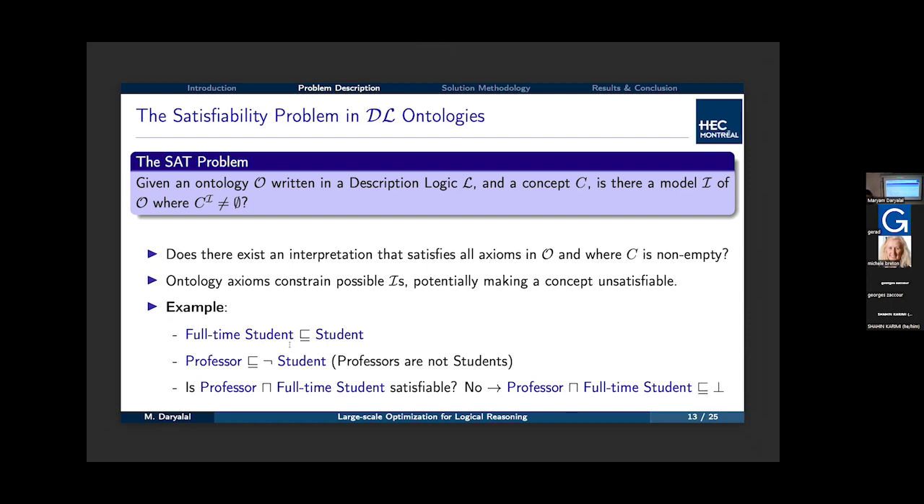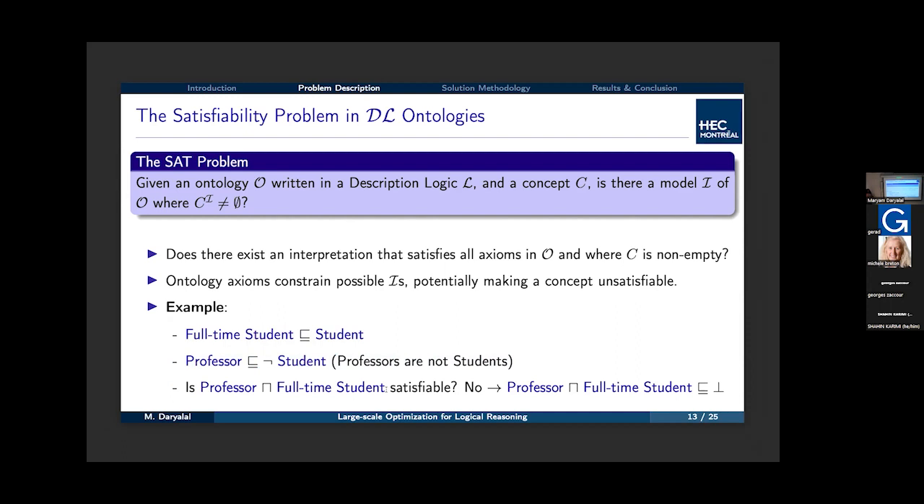So consider the full-time student that we mentioned. Let's say I'm adding this particular axiom as well. I'm saying that a professor is not a student. So imagine that my ontology has these two axioms, and then I'm defining another concept in my ontology that is subsumed by professor, the conjunction of professor and full-time student. The question is, does this thing exist or is it empty? We don't want these to be empty.